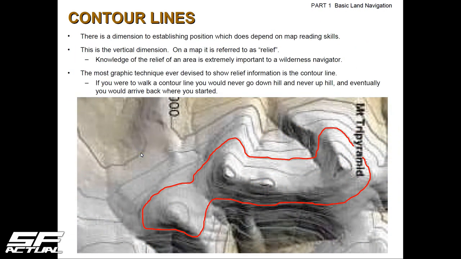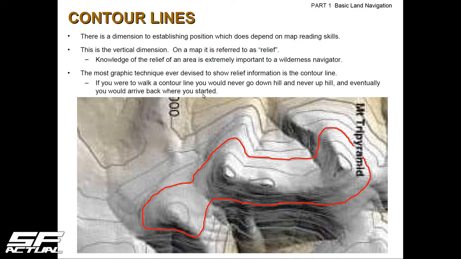There is a dimension to establishing position, which does depend on the map reading skills. This is the vertical dimension. On a map, it is referred to as relief. Knowledge of the relief of an area is extremely important to a wilderness navigator. The most common graphic technique devised to show relief is the contour lines.